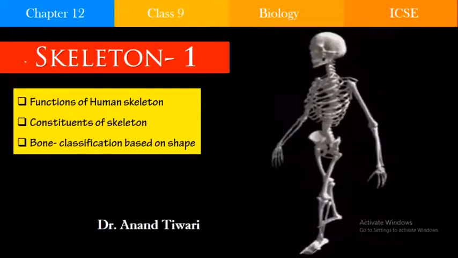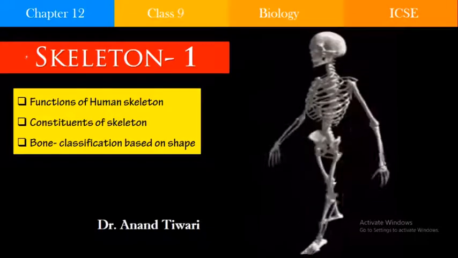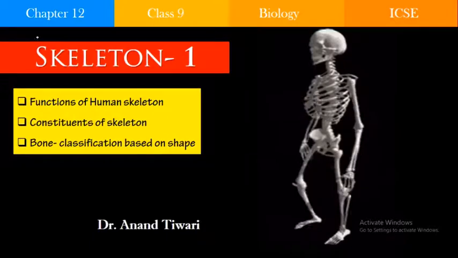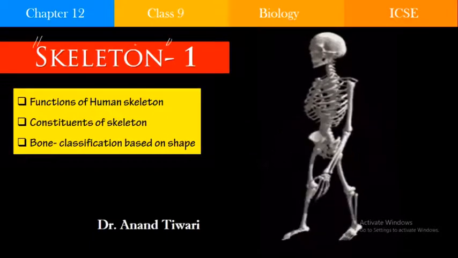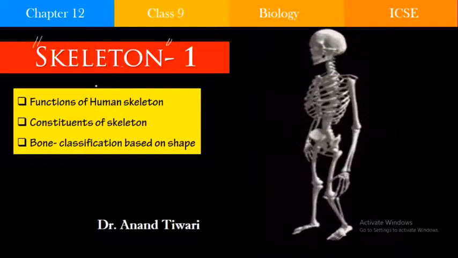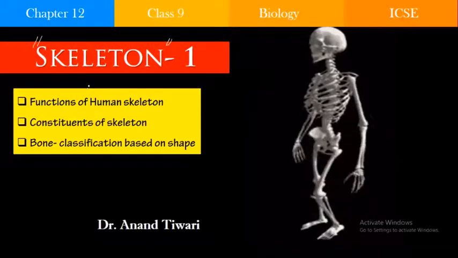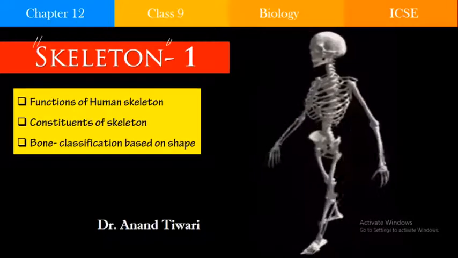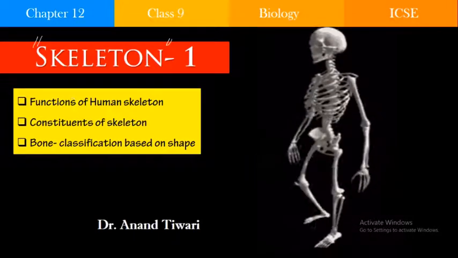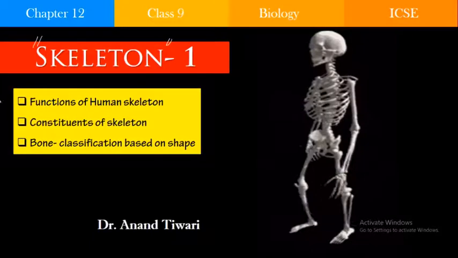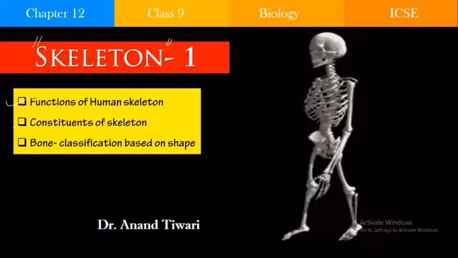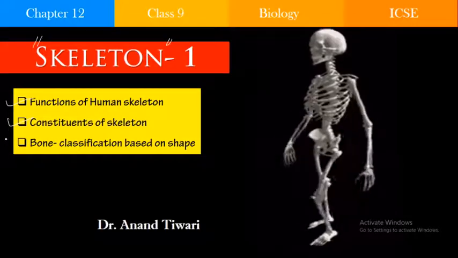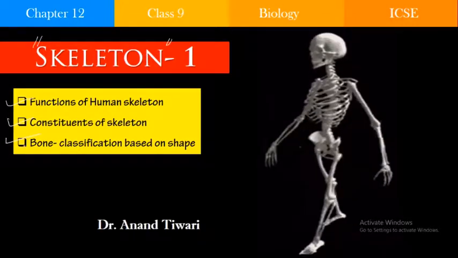Hello students, in today's video we will be discussing the chapter skeleton, movement and locomotion. In this chapter we will be looking into the various aspects of the human skeleton: what are the functions of the human skeleton, what are its constituents, and how are bones classified based on their shape.